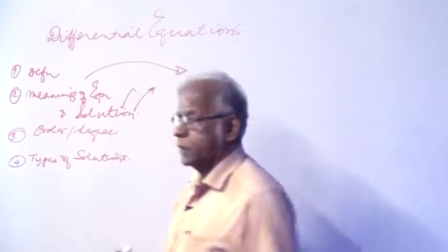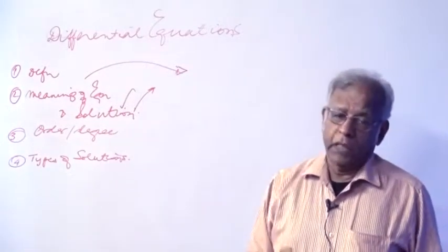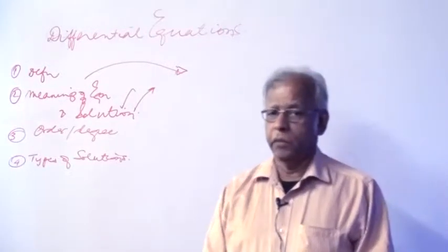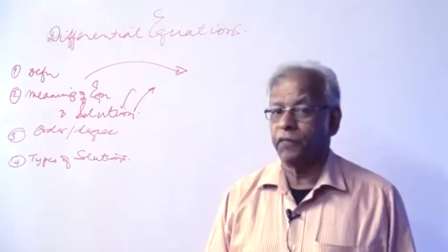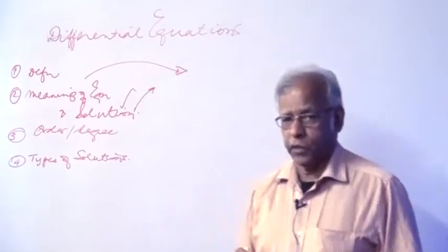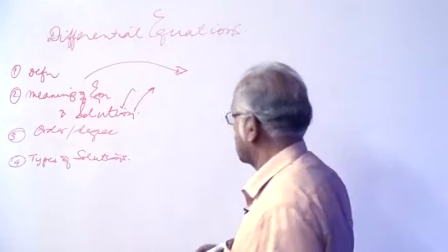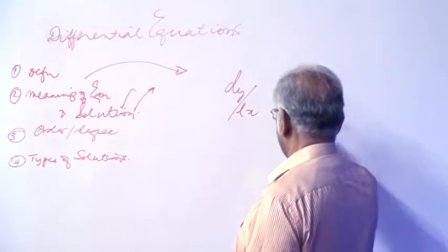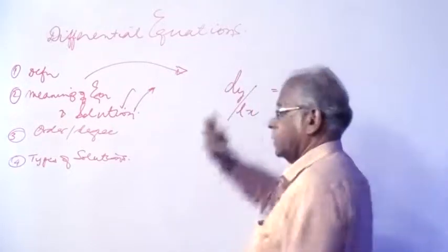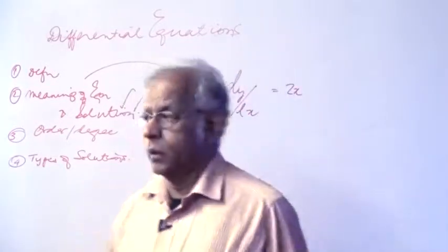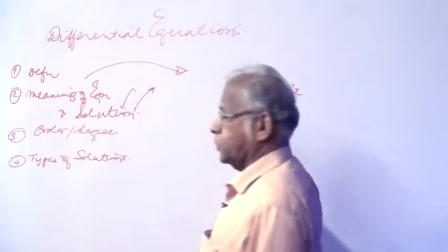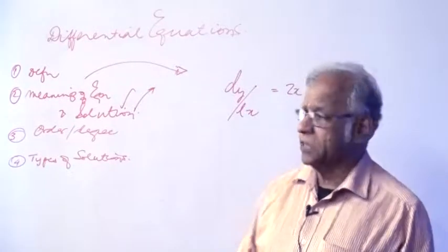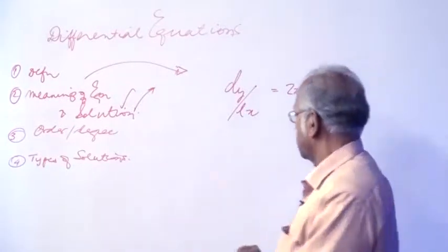Any equation that contains derivatives and the dependent, independent variables, derivatives or differentials, is called a differential equation. We'll take a very simple example. This is a very simple differential equation: dy dx is equal to 2x. Now, we will get back to this equation in the context of the geometrical meaning of differential equations. But before that, this is a very, very simple differential equation.